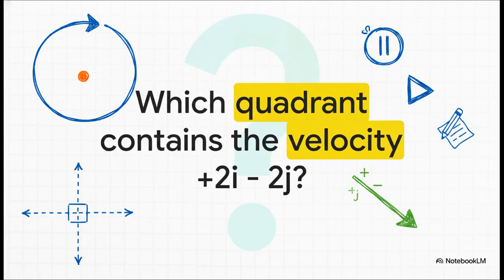Imagine a particle moving in a circular path. At one specific instant, its instantaneous velocity is v equals positive 2i minus 2j meters per second. The question is, which quadrant is the particle in, assuming it's traveling counterclockwise around the circle? I want you to test yourself here. Go ahead and pause the explainer right now, grab a scratch piece of paper, sketch it out, and press play when you think you have the answer.